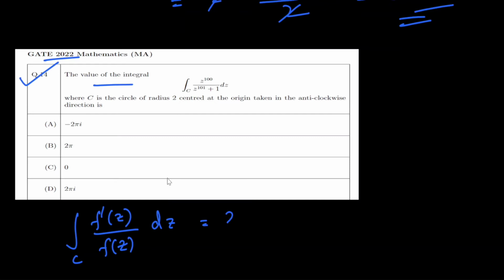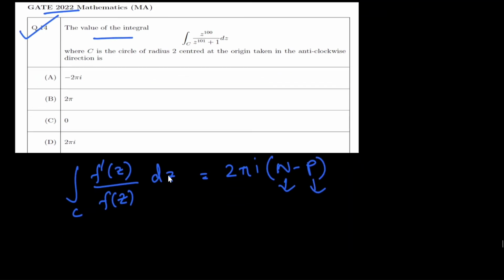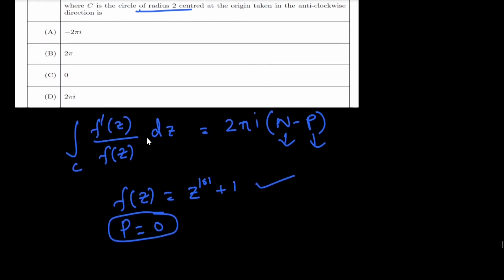This is equal to 2 pi i into N minus P, where N is the number of zeros of f(z) and P is the number of poles of f(z). Now the circle has radius 2 at the origin. So f(z) equals z^101 plus 1, which is clearly a polynomial, therefore there is no pole, so P equals 0. Now we have to find the number of zeros.